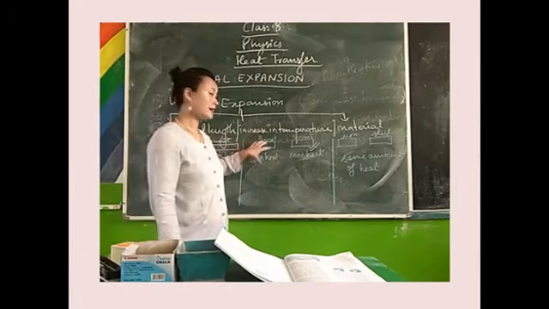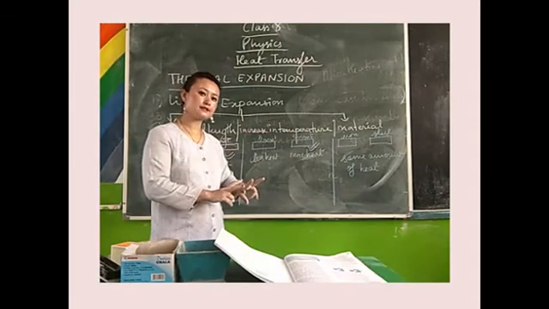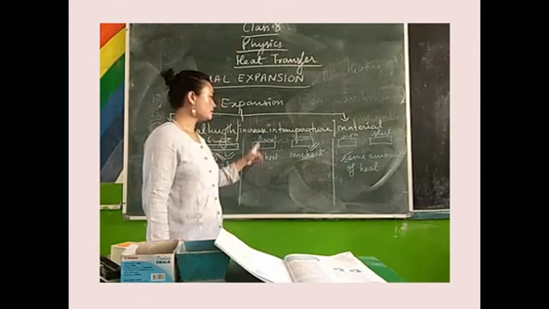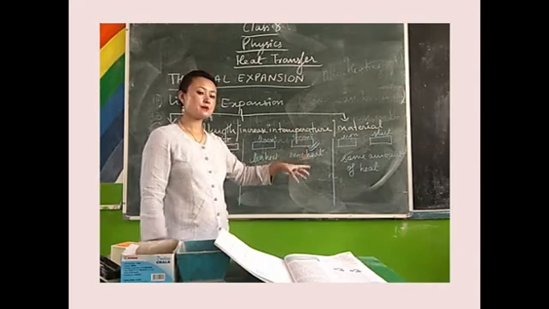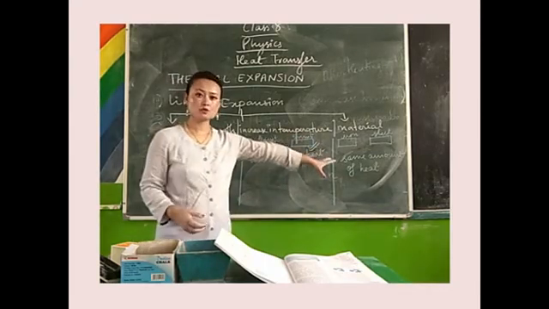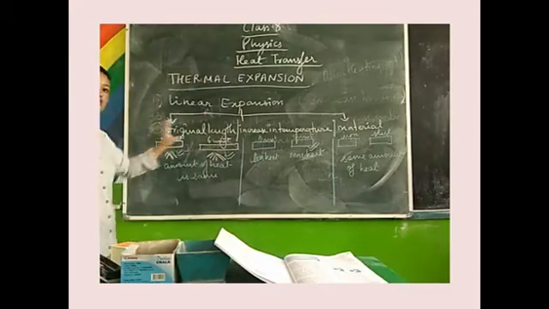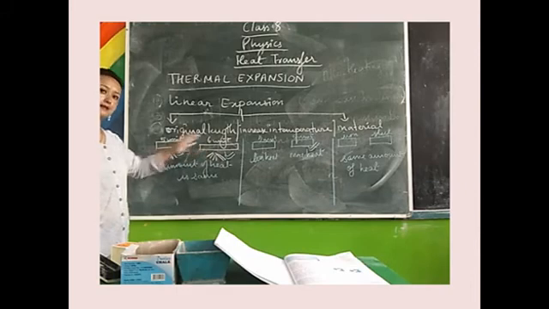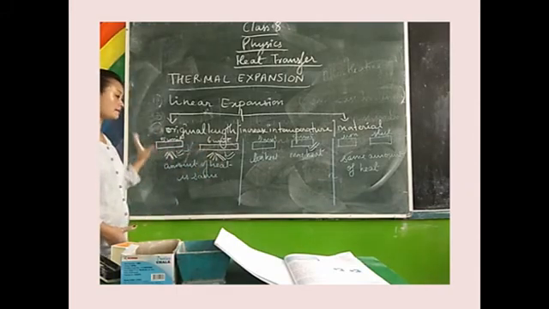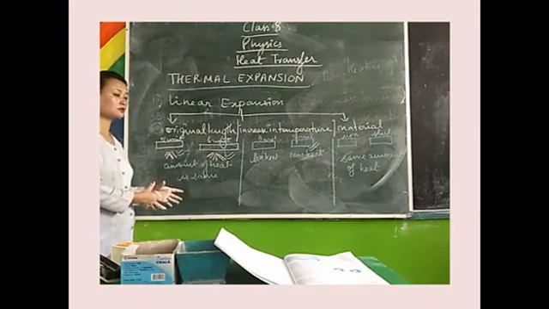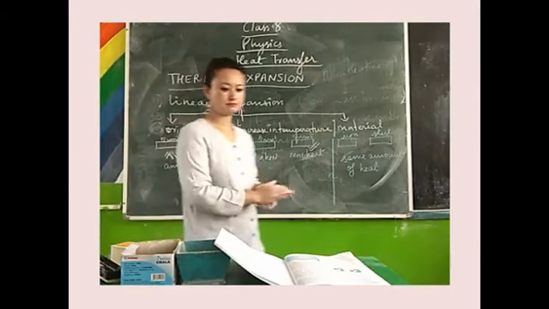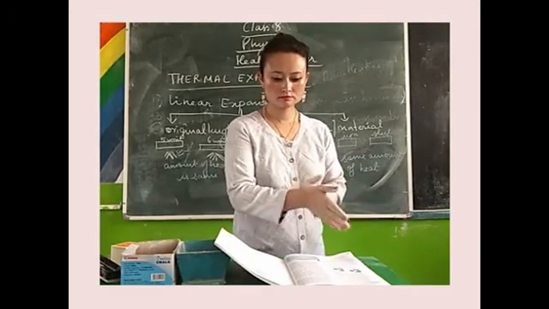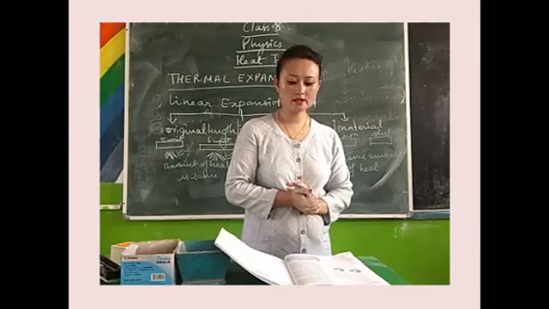If you take two identical rods of the same material, and on one you apply less heat and on the other you supply more heat, the one which absorbs more heat will expand more. And if you take two rods of the same material but different lengths, and supply the same amount of heat, the one which is longer will expand more than the one which is shorter. So this is what linear expansion means.